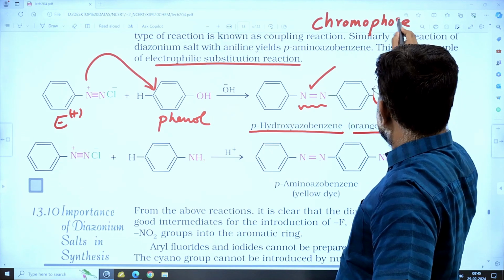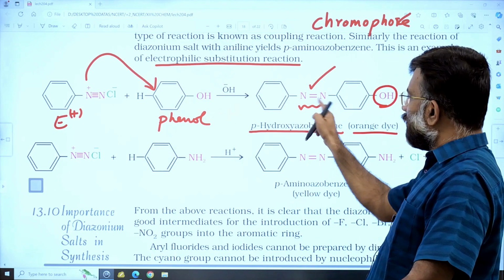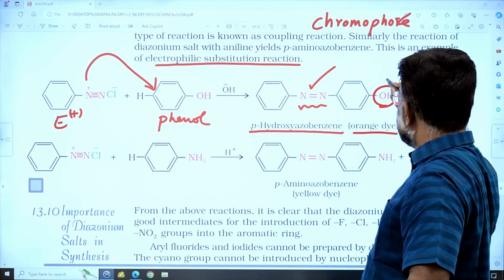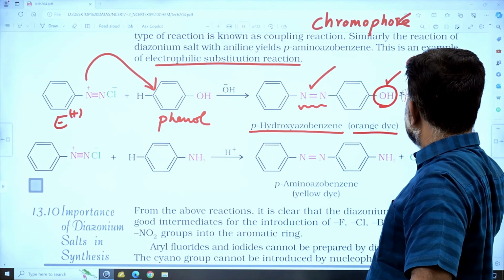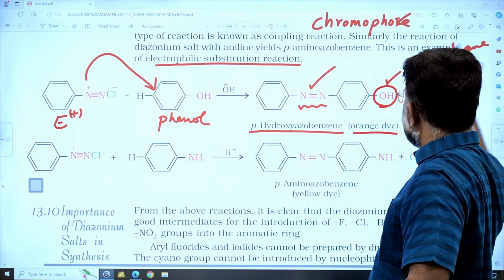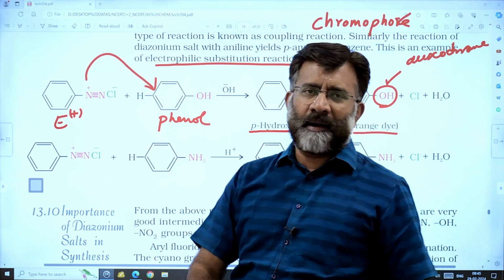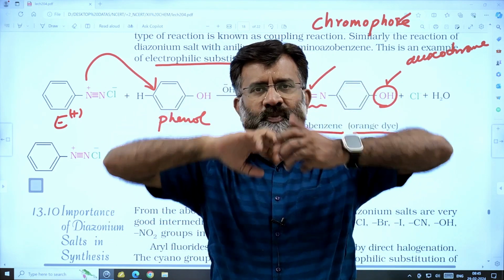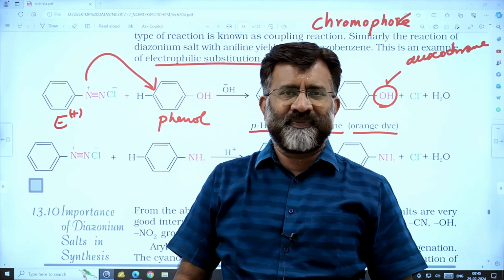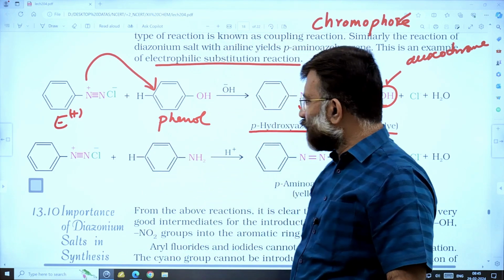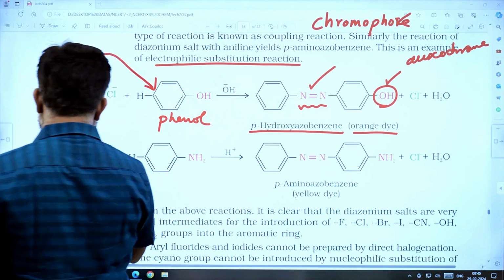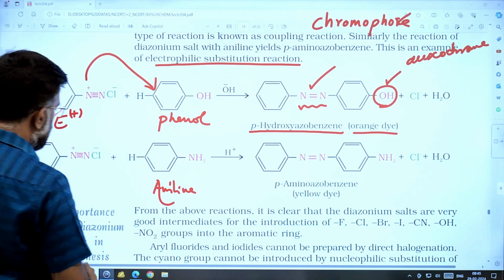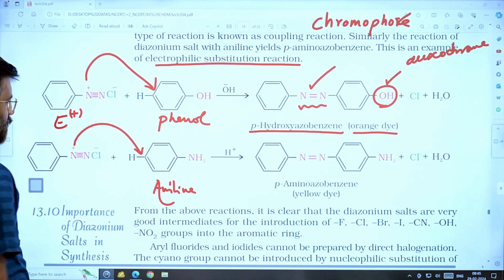The N=N group is acting as the color causing group called chromophore, while this is called auxochrome, the color intensifying group. And this is the coupling reaction, where you can see the two benzene rings are coupled like this with the N=N linkage. That is azo coupling. We have another example, benzene diazonium chloride treated with aniline. There is an electrophilic aromatic substitution reaction.